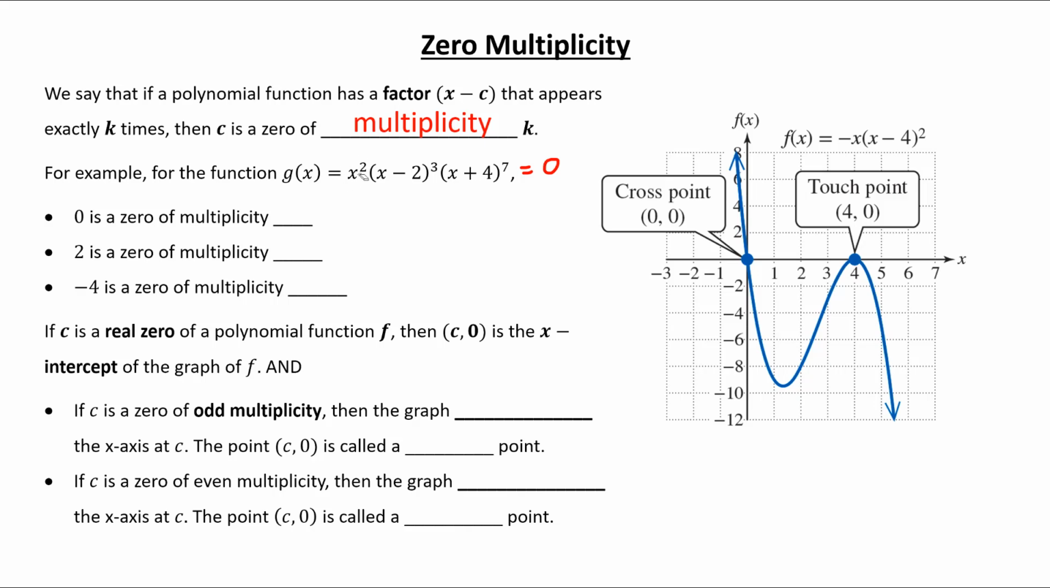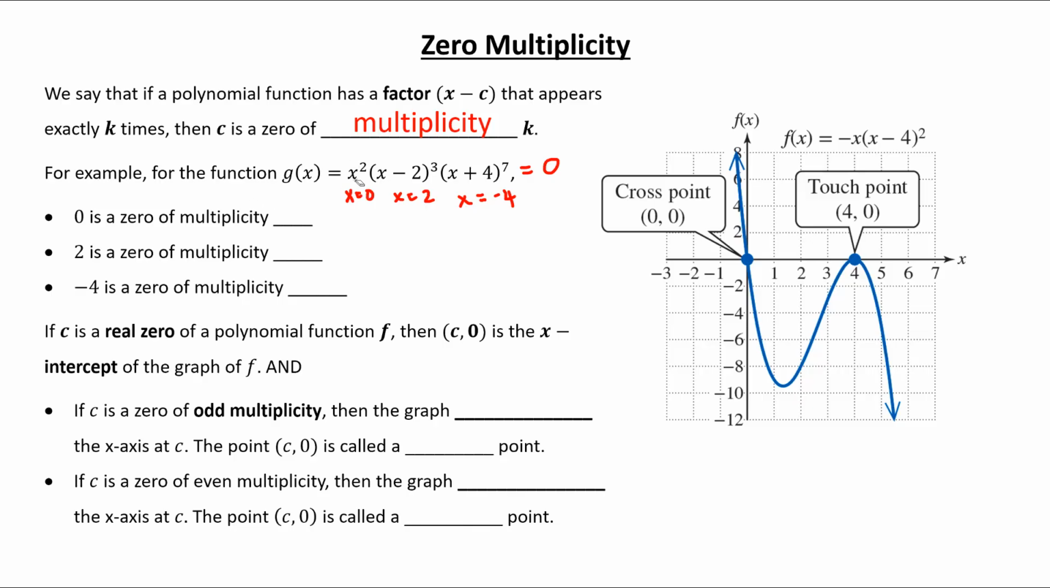So either x squared is 0, in which case x is 0. So that's a 0. x minus 2 could be 0, which means x would be 2. Or x plus 4 is 0, which means x is negative 4. So these are the zeros of this function g of x. But some of these zeros kind of count more than once.